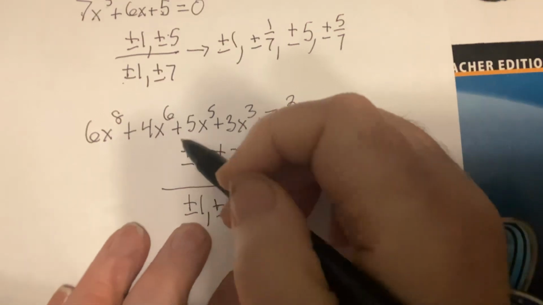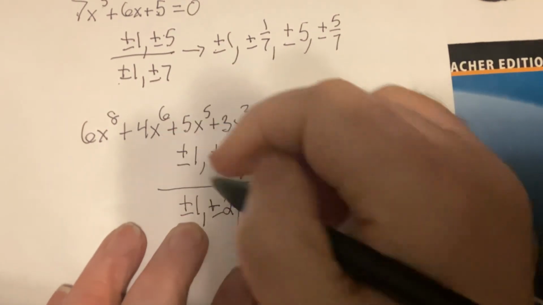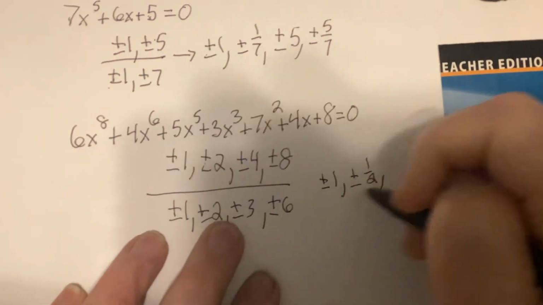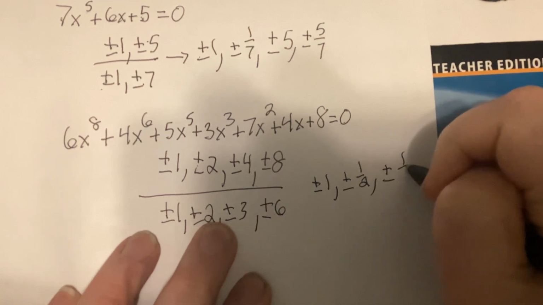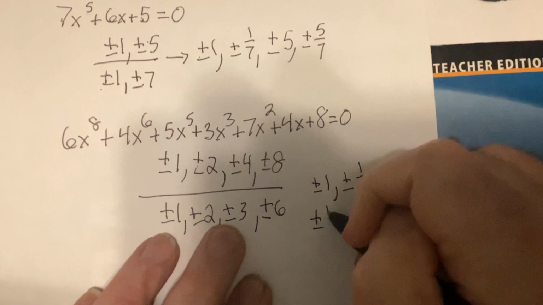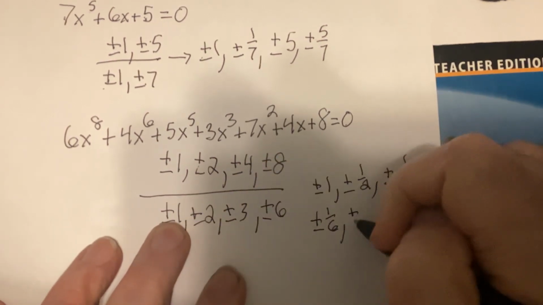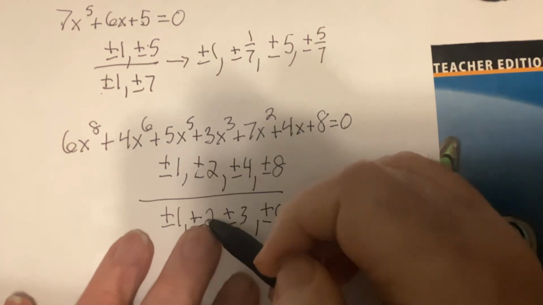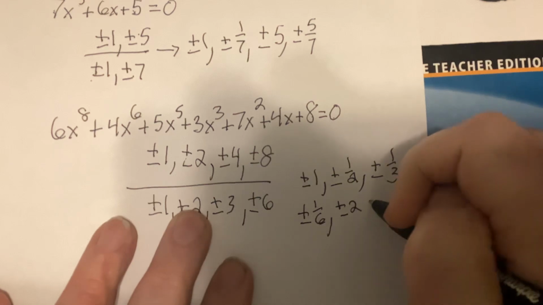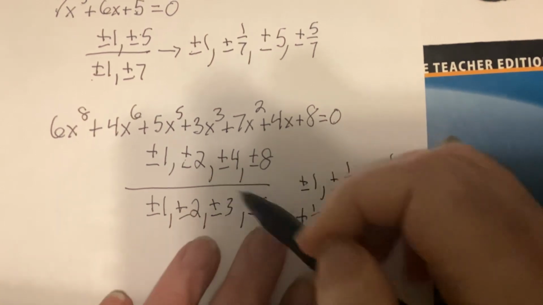But here we go. Plus or minus 1 divided by plus or minus 1 is plus or minus 1. 1 divided by 2, plus or minus a half. Plus or minus a third. Mercy. Plus or minus a sixth. Who picked this problem? 2 divided by 1 is 2. Now, 2 divided by 2 is 1. I already have that, so I'm not going to do it again. 2/3. Then 2 divided by 6 is 1/3.